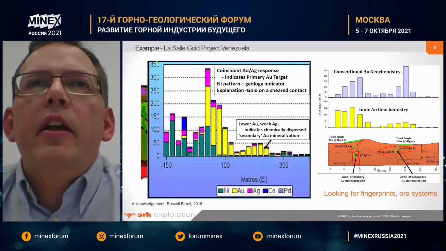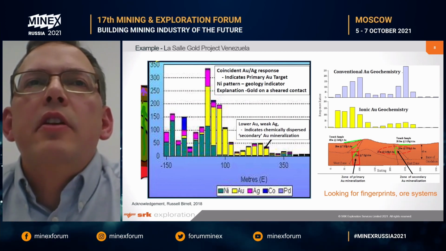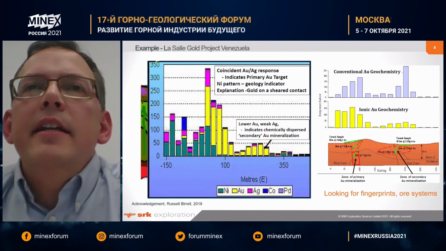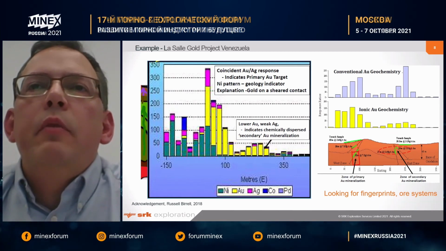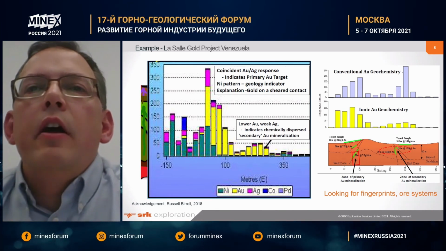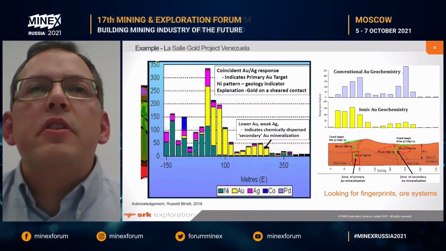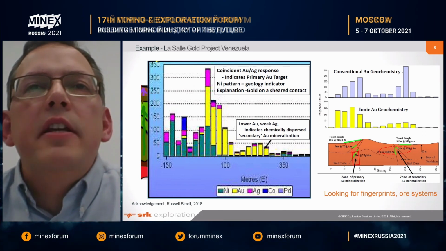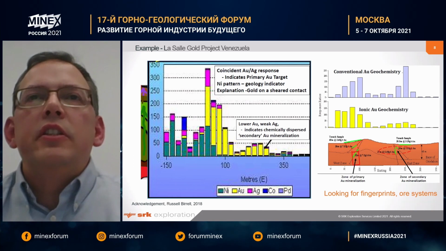So what you can see from this chart here, which represents the work from the ionic leach campaign, is that a coincident gold and silver response has indicated the location of the primary target, whereas the lower gold and weak silver signal indicates chemically dispersed or secondary gold mineralization. You can also see coincidental information about the subsurface geology by looking at the nickel concentrations as well, which indicate the location of geological contacts, in this case, mafic rocks.